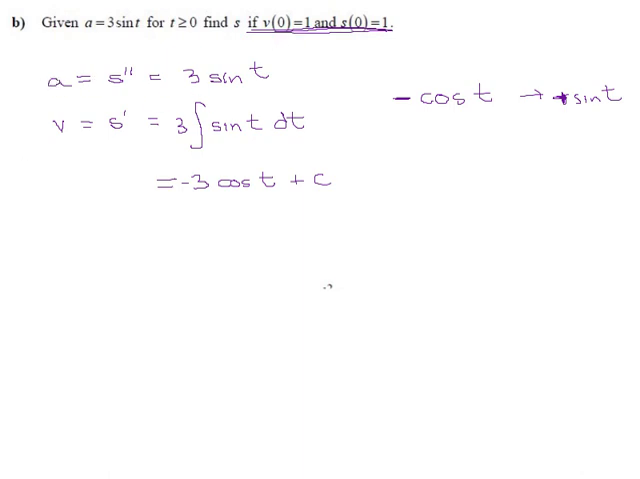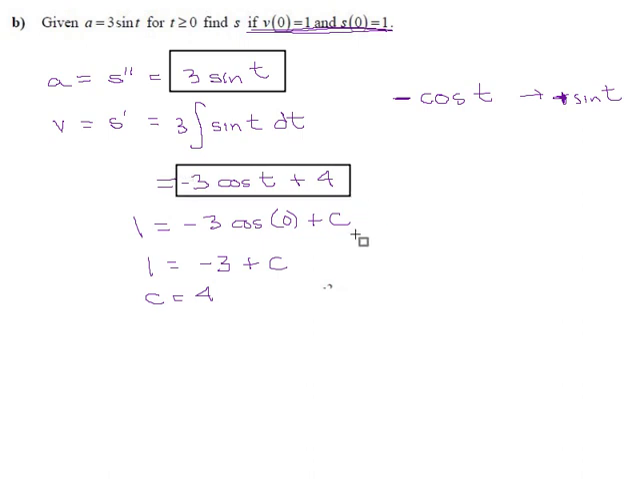And we can find out what that constant is because we know that when the time is 0, the velocity is 1. So 1 equals -3 cosine 0 plus c. 1 equals, the cosine of 0 is 1, negative 3 times 1 is -3 plus c. Add 3 to both sides, c is 4. So our velocity is -3 cosine t plus 4. That's our acceleration. That's our velocity.